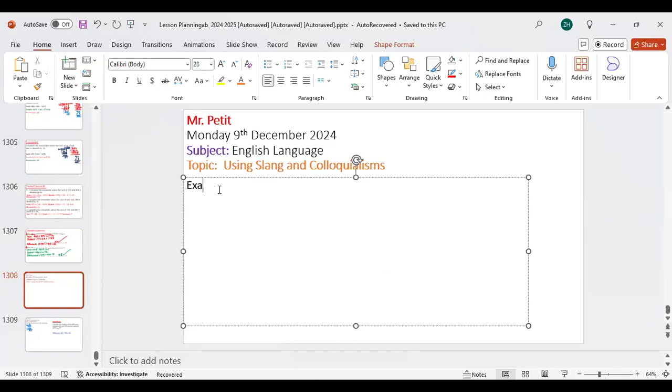Examiners, write this down for me, please. Examiners advise candidates to be very careful when using slang or colloquial expression. When we say colloquial expression, what do you think that means?